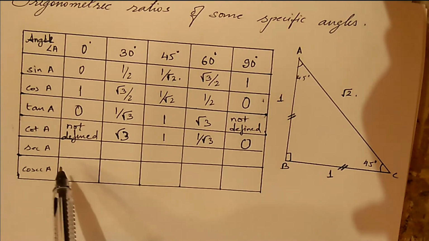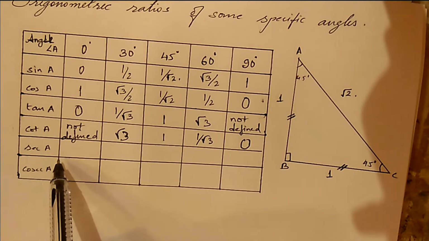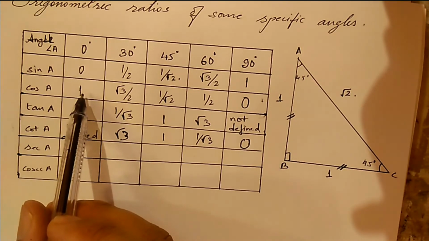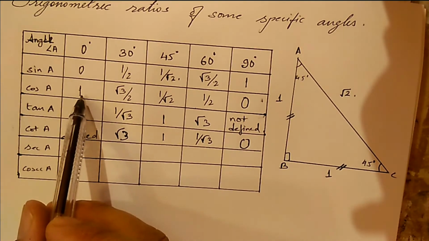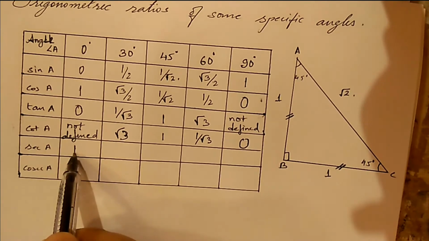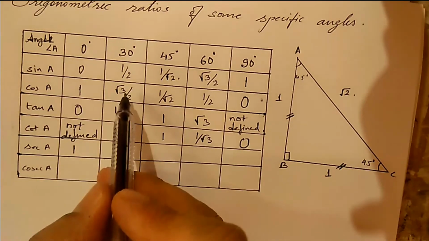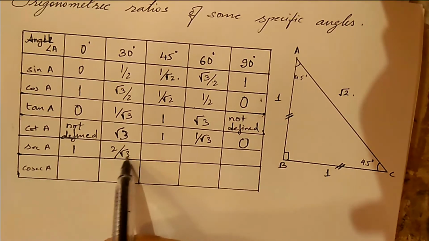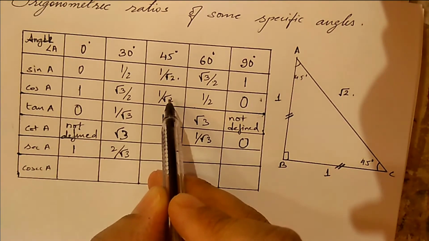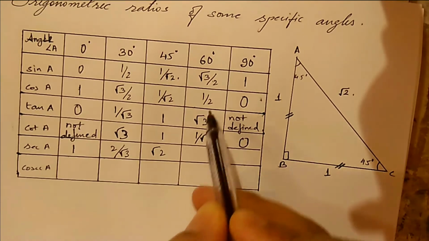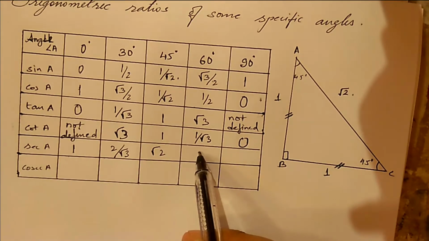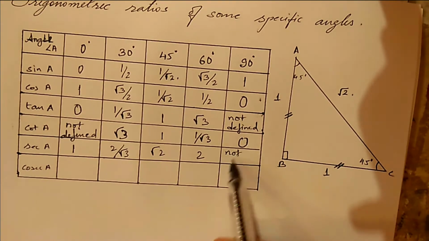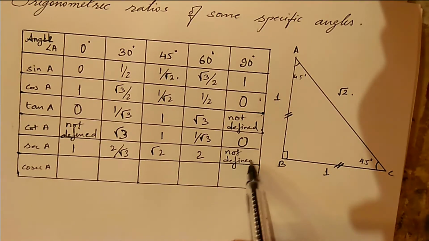Now to get the value of sec, how do we find the value of sec? Sec we know is the reciprocal of cos. So what will be the reciprocal of 1? Reciprocal of 1 will be 1 only. What is the reciprocal of root 3 by 2? It will be 2 by root 3. Reciprocal of 1 by root 2 will be root 2. Reciprocal of half is 2. And reciprocal of 0 will be not defined.